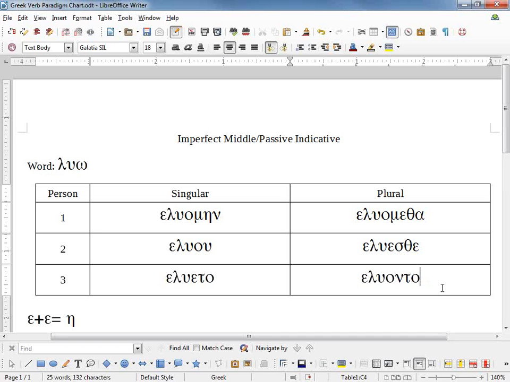Can you pronounce the first person singular again? Yeah, absolutely. It's eluamane. Eluamane.